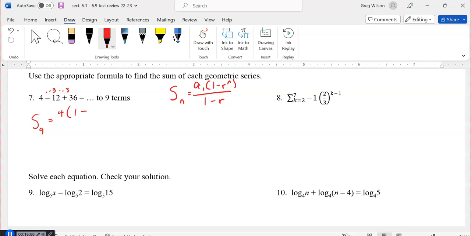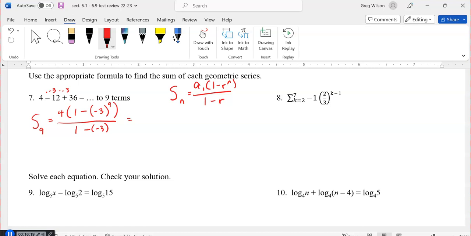4 times -3 is -12. -12 times -3 is +36. So that makes R -3. And since we have 9 terms, we'll raise -3 to the 9th power. All right, and so you're ready to turn this over, let your calculator do the work.